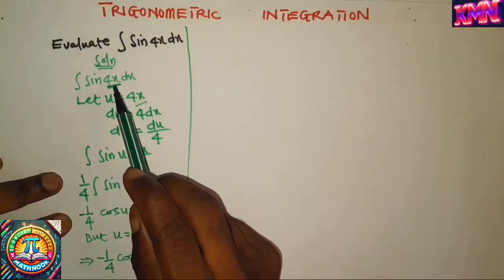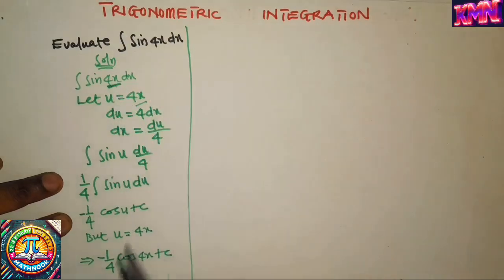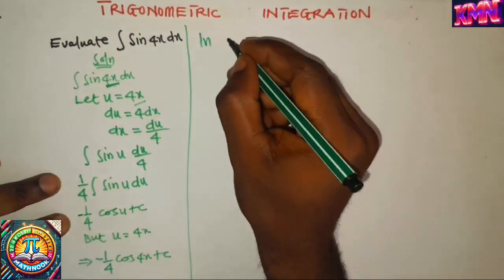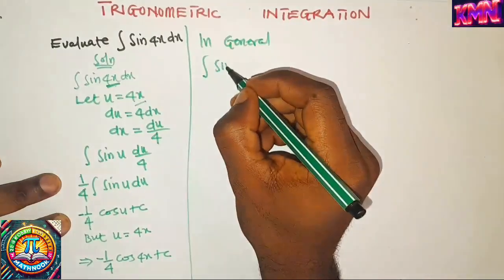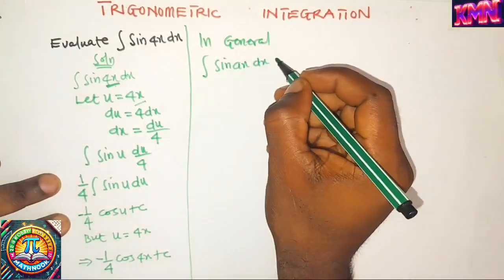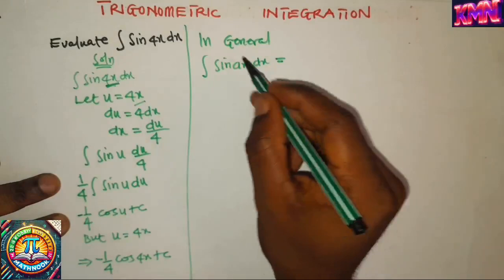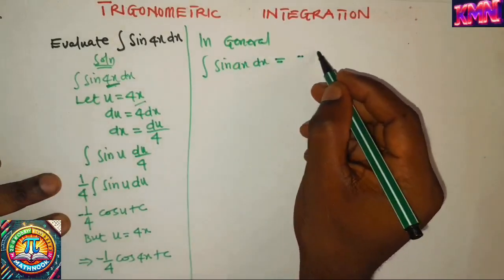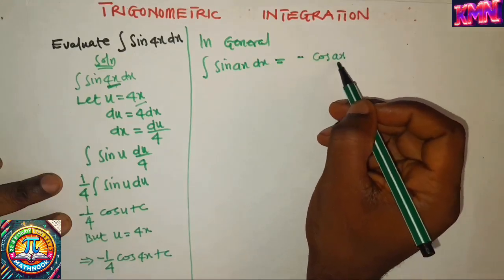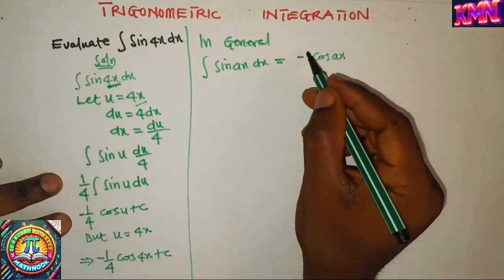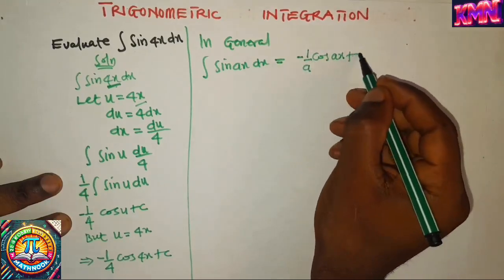Note that the reciprocal of the differential of the 4x was multiplied by the integral of sine 4x, which gave us negative 1 on 4 cosine of 4x. In general, we can say that anytime you have the integral of sine ax dx, it gives us the integral of the whole thing, which is negative cosine of ax, times the reciprocal of the differential of the angle, which is 1 on a, plus c.